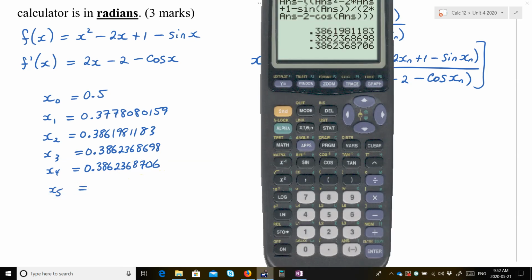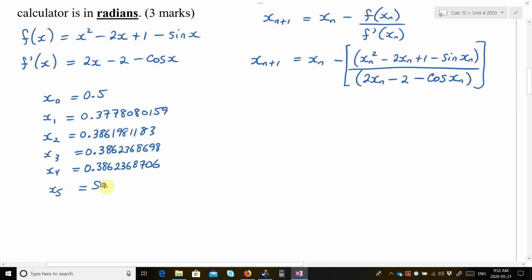Okay, 0.3862368706, and if I press enter again, hey, I get the same thing, and I get the same thing, so we found our answer. So x5 is the same as x4, so there's the solution for that one.